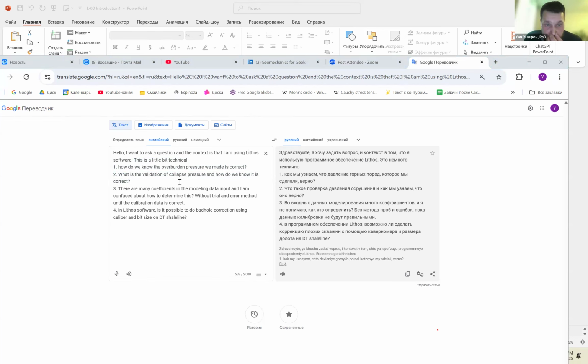How do we know the overburden pressure we made is correct? So it's a very good question. Usually I use not only the density log, I also use empirical correlation associated with true vertical depth and true vertical depth sub-sea, and compare the density log overburden pressure and the TVD correlation for overburden pressure, and compare these parameters between them. And this is one of the single methods to understand that the overburden pressure is correct.